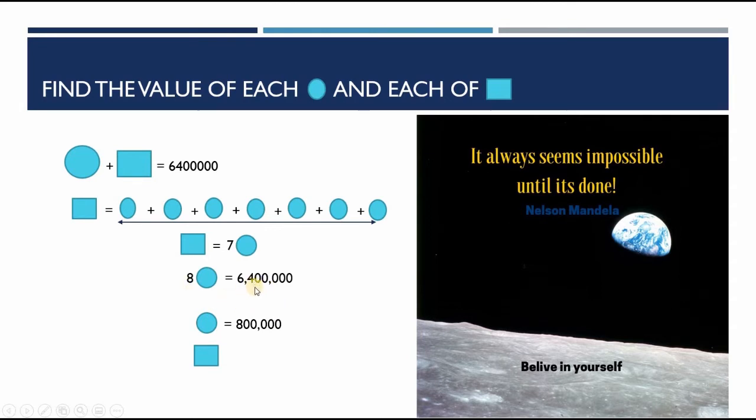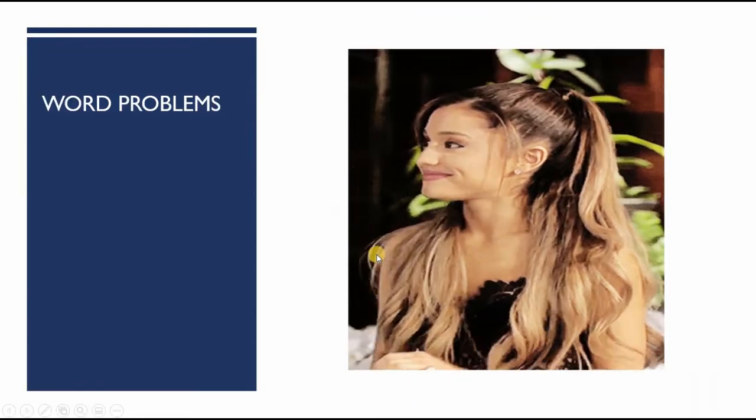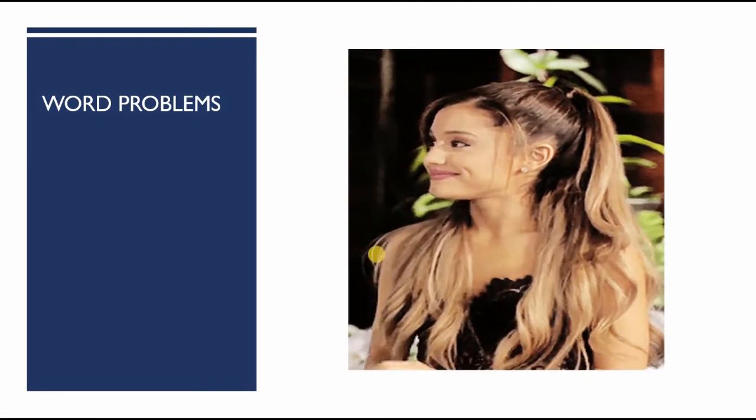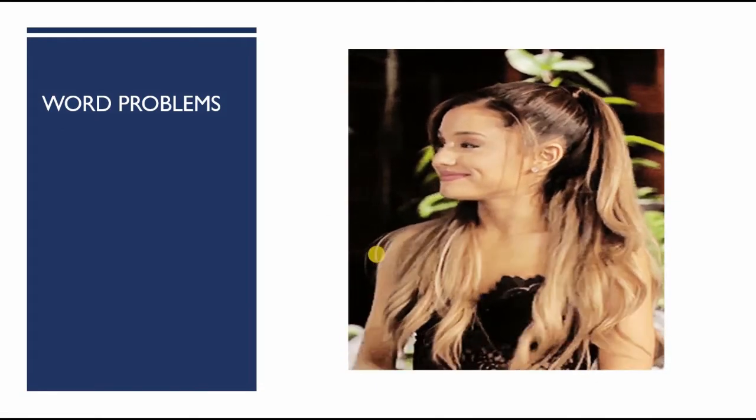8 circles is equal to 6,400,000. Then 1 circle is equal to 6,400,000 divided by 8, which is equal to 800,000. If 1 circle is equal to 800,000, then we have the condition here which says 1 rectangle is equal to 7 circles. Alright, so 7 multiplied by 800,000 is equal to 5,600,000. Now let's look at the word problems that involve logic to solve.